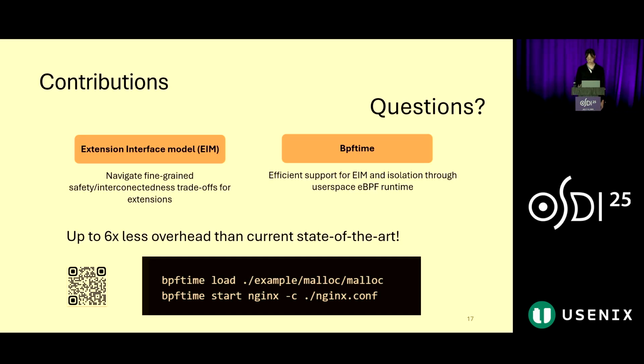In summary, our contributions are EIM and bpftime. EIM enables a fine-grained safety and interconnectedness trade-off. It allows you to specify least-privilege policies without touching application source code. And bpftime supports efficiency, safety, interconnectedness trade-off, and isolation with nearly native performance using offline verification, intra-process MPK, and dynamic binary rewriting. Also, as you can see, bpftime is fully compatible with the eBPF ecosystem. You can get started by running it as a drop-in replacement for eBPF commands. bpftime is open source on GitHub.